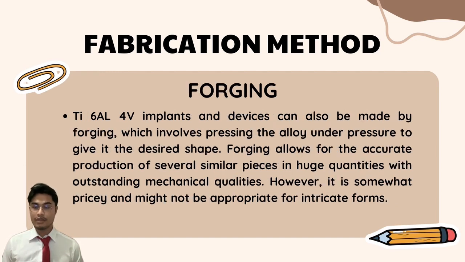Ti6Al4V implants and devices can also be made by forging, which involves pressing the alloy under pressure to give it the desired shape. Forging allows for the accurate production of several smaller pieces in huge quantities with outstanding mechanical qualities. However, it is somewhat pricey and might not be appropriate for intricate forms.